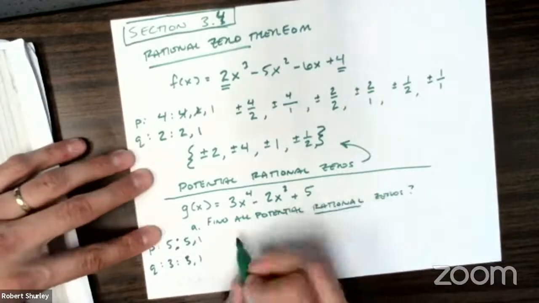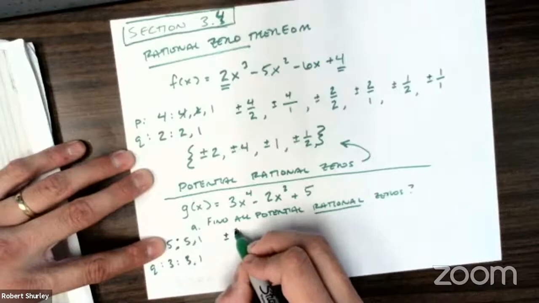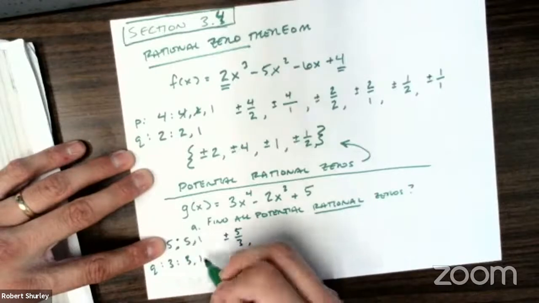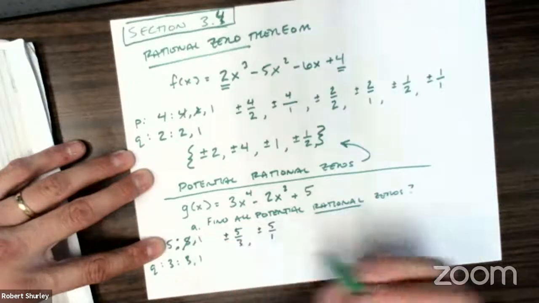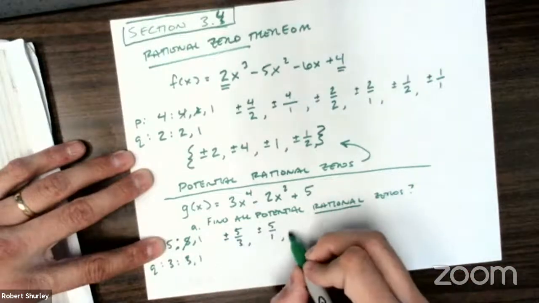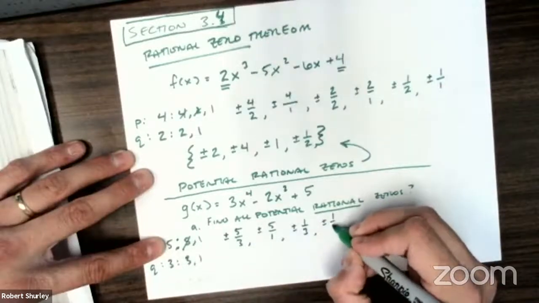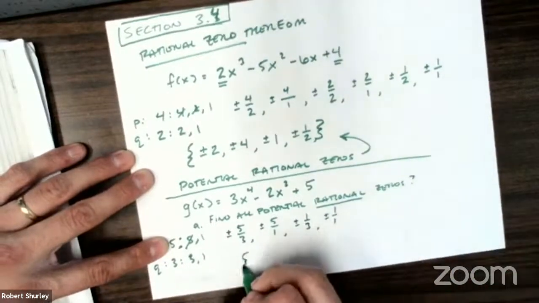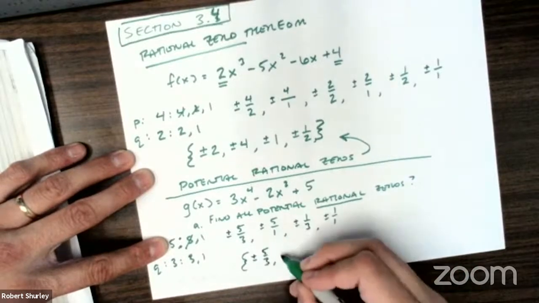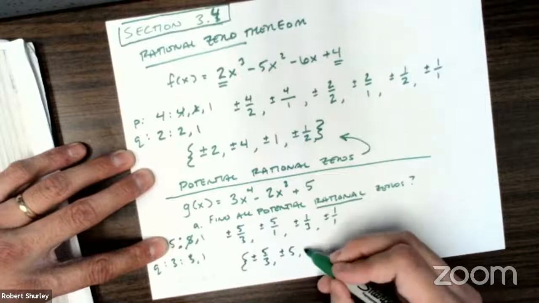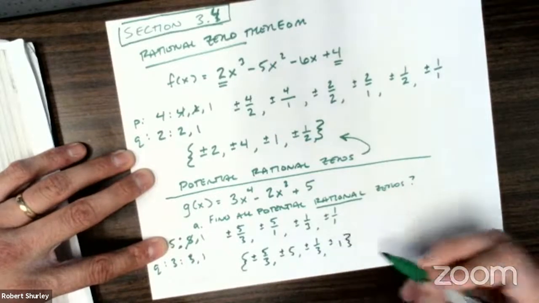So if I wanted to find the potential rationals, I'm going to start with a 5. I'm going to say plus or minus 5/3, plus or minus 5 over 1, right? Done there. Then I'm going to go to the 1, plus or minus 1/3, and then plus or minus 1 over 1. Now nothing repeats here, so I would just rewrite it: plus or minus 5/3, 5, 1/3, and 1. Okay?